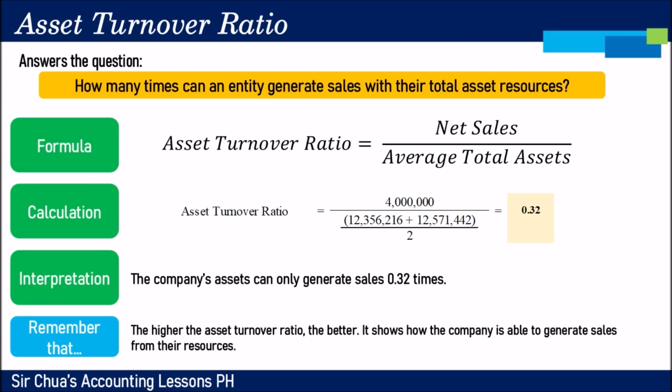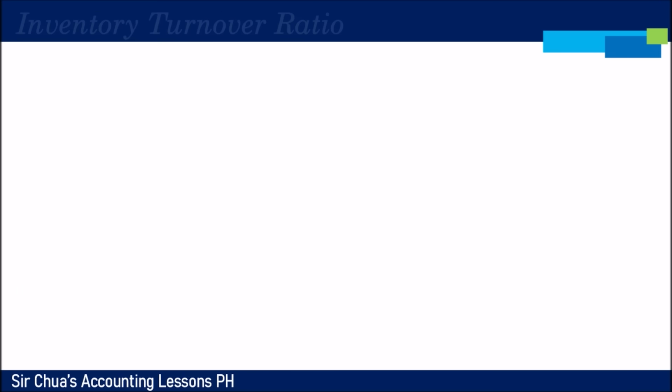And you can only generate sales from it on only 4 million. Okay? So, parang medyo unfavorable pa tayo dito. So, it gives the company a go signal to maximize their efforts in terms of selling. Okay? That's it. So, we proceed also with inventory turnover ratio.